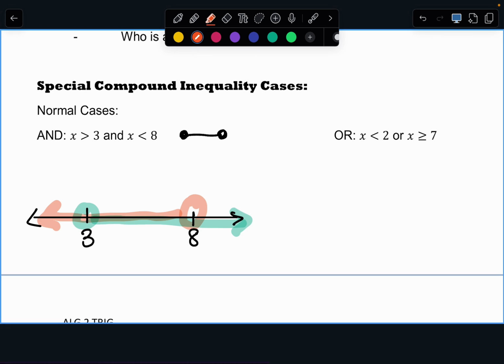So my actual solution set here would be just like our picture. Open circles, line in between. It's just where they overlap, where we see both colors. It's and.